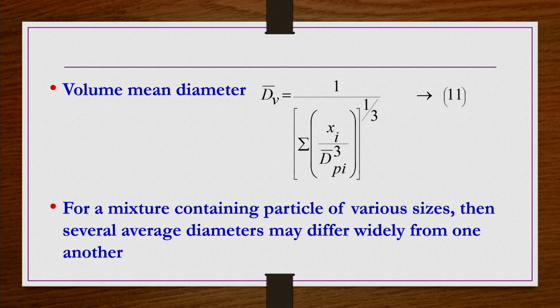Let us say for a given sample you do the analysis and obtain the dS bar, the dV bar, the dN bar, and the dW bar. All 4 types of average diameter you calculate may give different numbers. So, one should be careful, based on the application, about which number should be selected as the most appropriate.